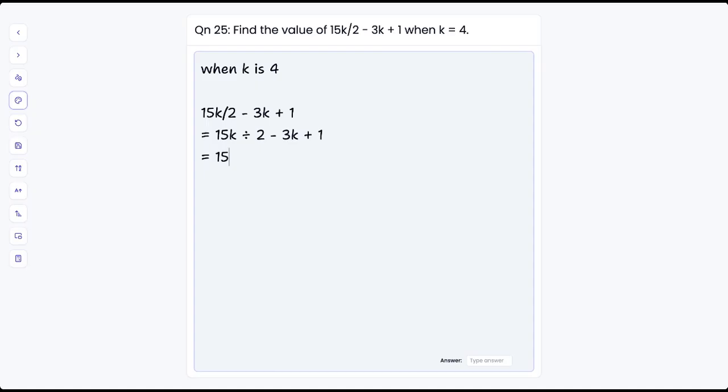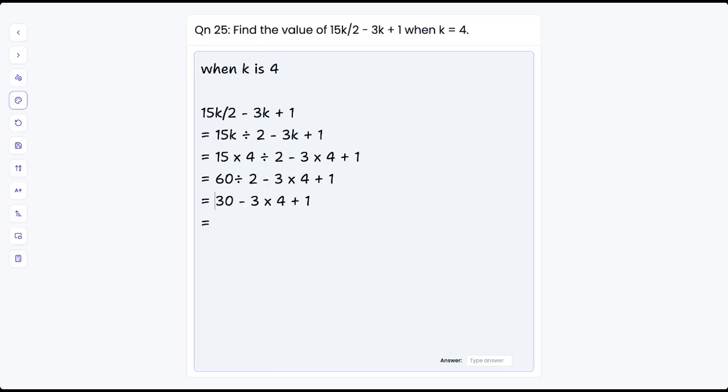So then it will be 15 times 4 divided by 2 minus 3 times 4 plus 1. Okay, so 15 times 4 will be 60. Then we just continue from here. 60 divided by 2, so then this will be 30. And then minus 3 times 4 plus 1.